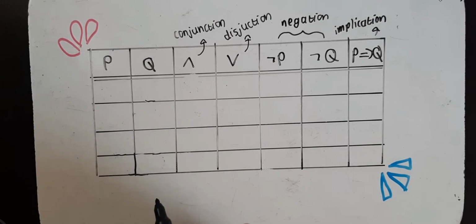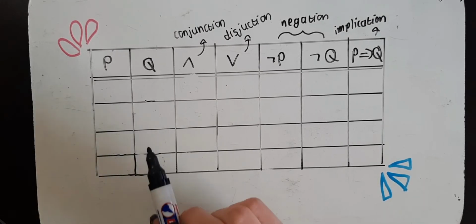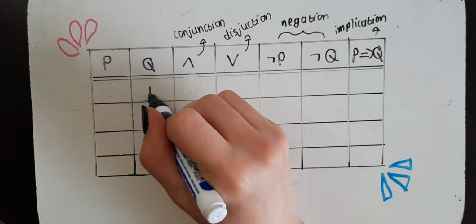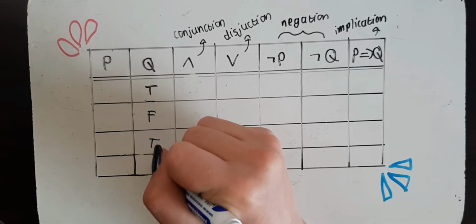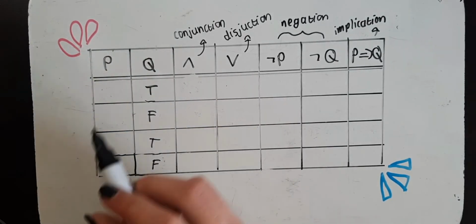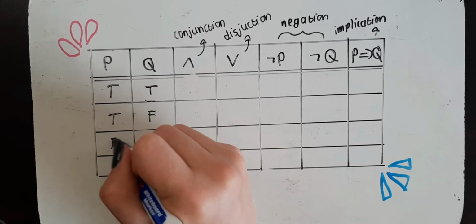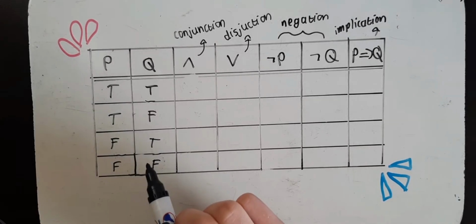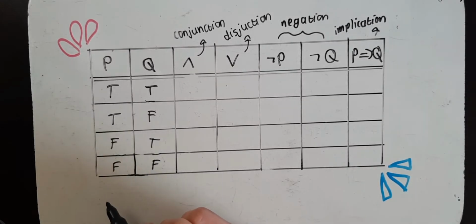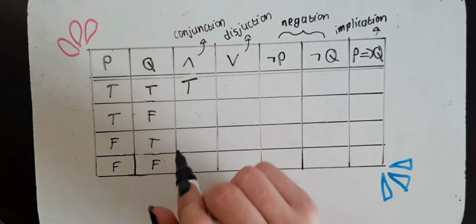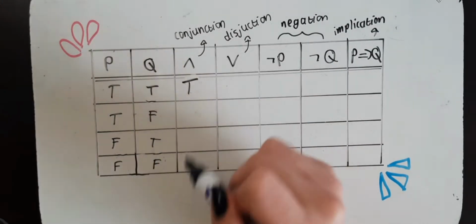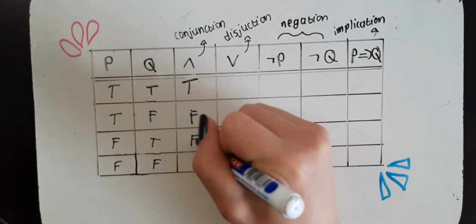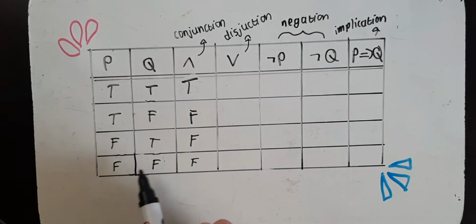Here is an example of a general truth table. We have P and Q. We start by filling out Q's truth values. We alternate between true and false. Then we double up for P. So it is true, true, false, and false. Then for the conjunction. Now remember, a conjunction is only true if both P and Q are true. So the conjunction of P and Q is only true for the first one because it's true and true. The rest of them are automatically false because they have at least one false within them.